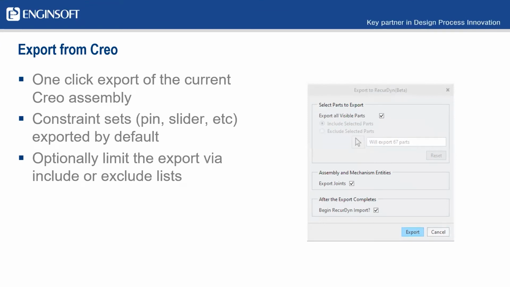This is what the export dialog inside of Creo looks like. There's a button that launches this. This is the only set of options that you have to answer to export an assembly. It'll export all of the visible components by default, or you can selectively change that. By default, it'll export all of the available joints. If you didn't want to do that, you could turn that off. And in v9r5, we can automatically launch v9r5, and if v9r5 is already open to a model, you can begin the import or update process automatically.